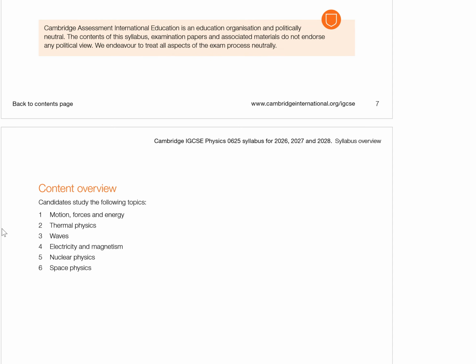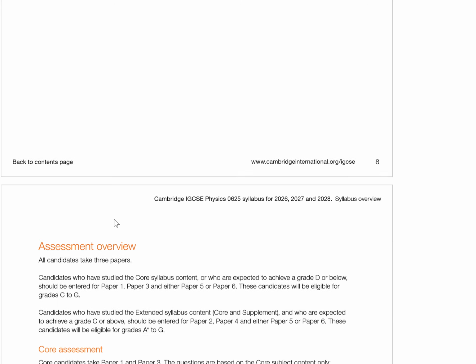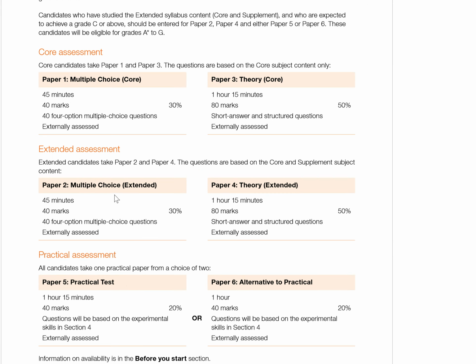See, these are the 6 units which I mentioned before: motion, forces and energy, thermal physics, waves, electricity and magnetism, nuclear physics and space physics. These are the 6 units which we have to cover. And as I said before, these are the assessments which you have to write. You can see it is mentioned very clearly.